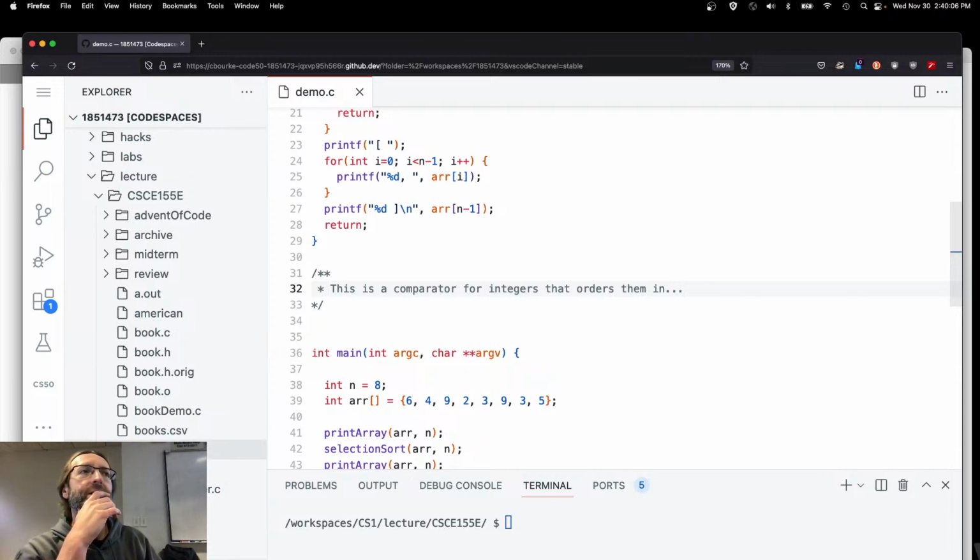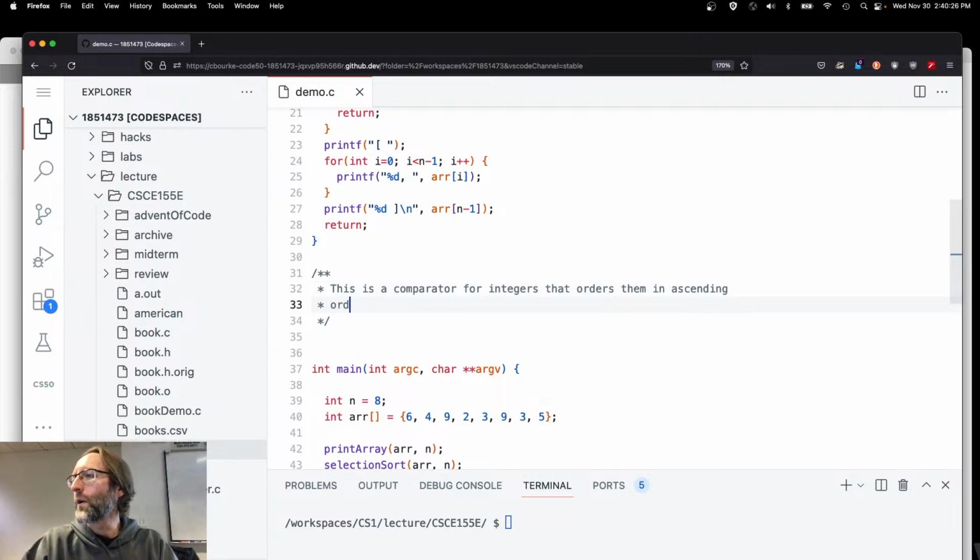Does it matter? No. Why? Because if we wanted to do the other way, what would we do? Write another function, right? So this comparator is for integers that orders them in, let's just go with ascending. Generally, ascending is the default in most programming languages. And then if you want a descending, you just reverse it, right?